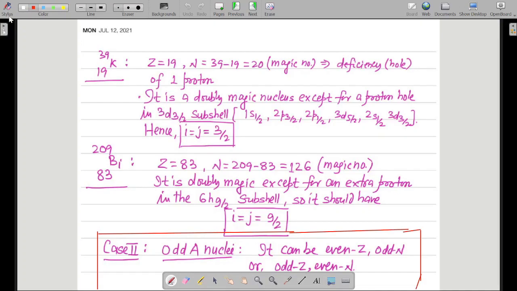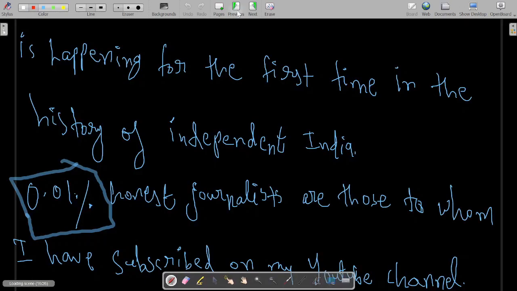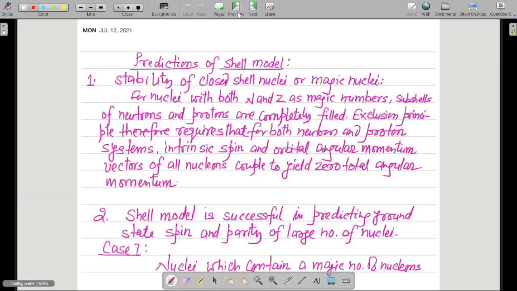And let's look at our topic of today, in which we were already learning about the nuclear shell model, and we had reached up to here, right? Predictions of shell model. Amongst the predictions of shell model, we had already learnt about stability of closed shell nuclei or magic nuclei, and this was our point number one.